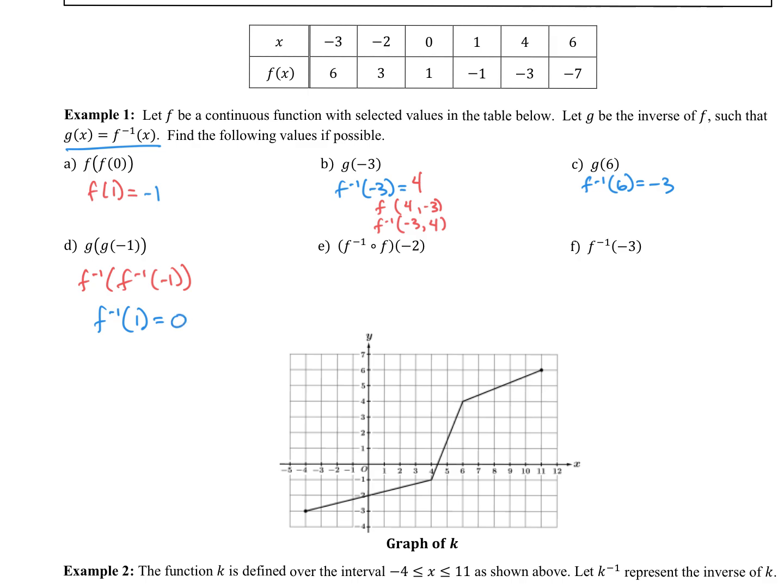All right, let's do it again. This one's a fun one. And so now I do f inverse of f of negative 2. Well, what do I need to do first? Find f of negative 2. And so what is f of negative 2? 3. And so now I need to find f inverse of 3. And so am I looking for the x or the y when it's 3? The y. And so when is the y 3? Negative 2.